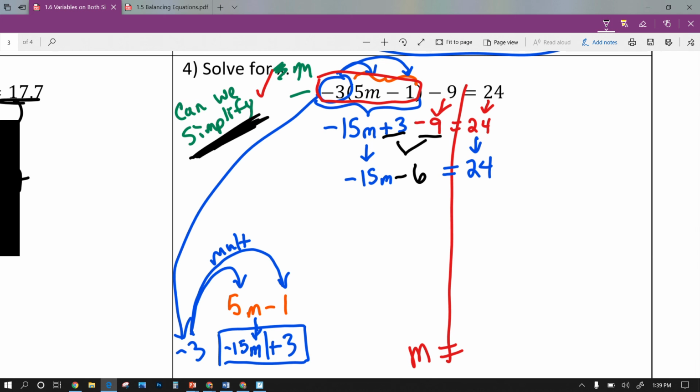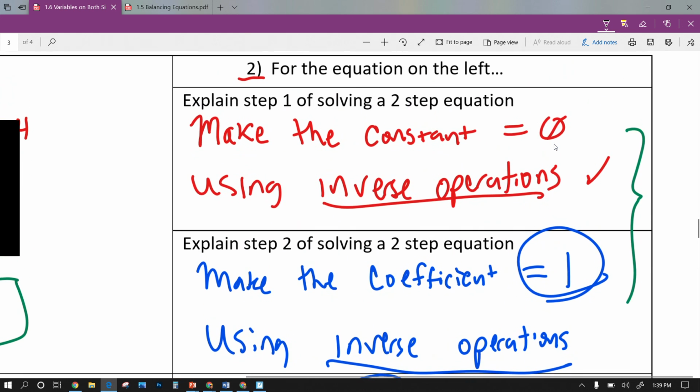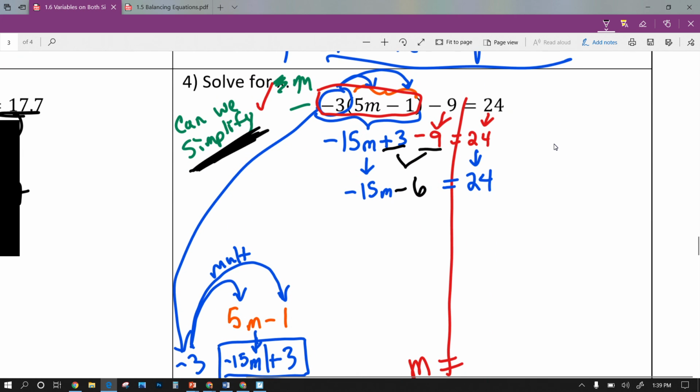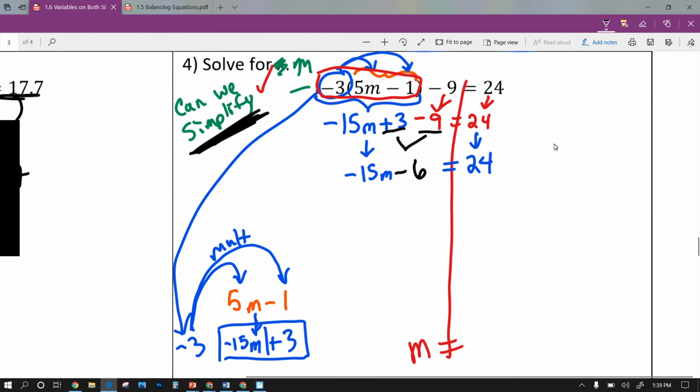Now I can see that I have a two-step equation. I have -15m minus 6. I have 2 numbers on the same side as the variable, which means I can start solving that two-step equation. So go ahead and work through solving this. Again, if you need a review on two-step equations, come back up here and watch that video again of solving that very first two-step equation. That will help you out with this.